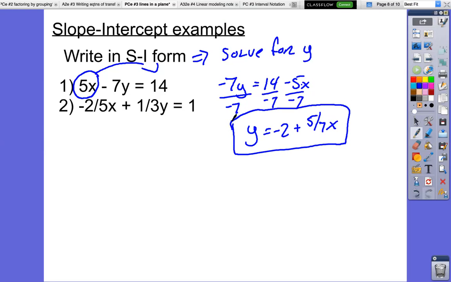Slope-intercept form is simply solving for y because this is already telling you what your slope is and your y-intercept. The order doesn't matter. My slope is positive 5/7. My y-intercept is -2. Doesn't matter which order it gets. The coefficient for x is your slope. The constant is your y-intercept. I have something like this. Add 2/5 x to the other side.